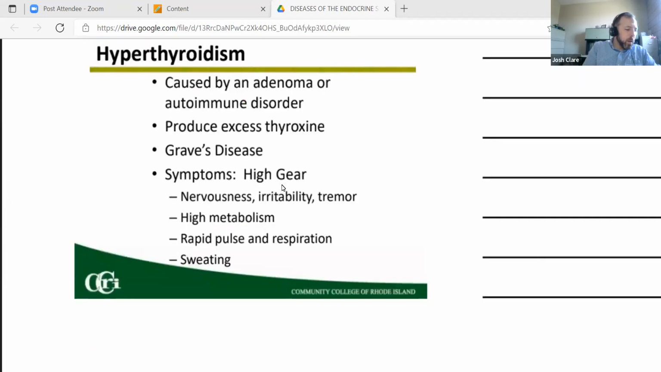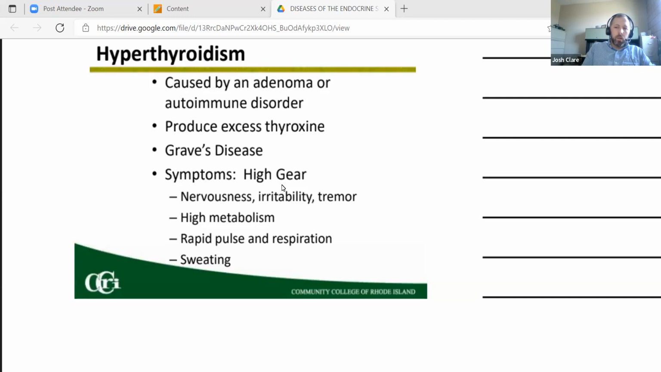Hyperthyroidism is caused by an adenoma or an autoimmune disorder where the thyroid produces excess thyroxine. Graves' disease is the most common form. It's more common in women, with onset between 20 and 40 years old. With hyperthyroidism, the goiter is often present. Signs and symptoms are in high gear.